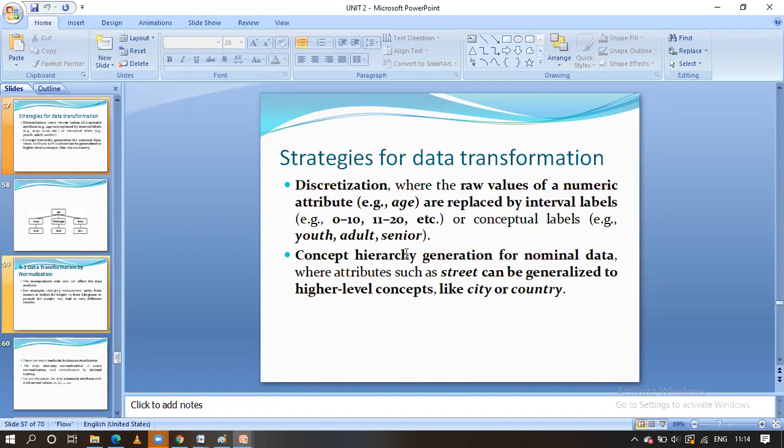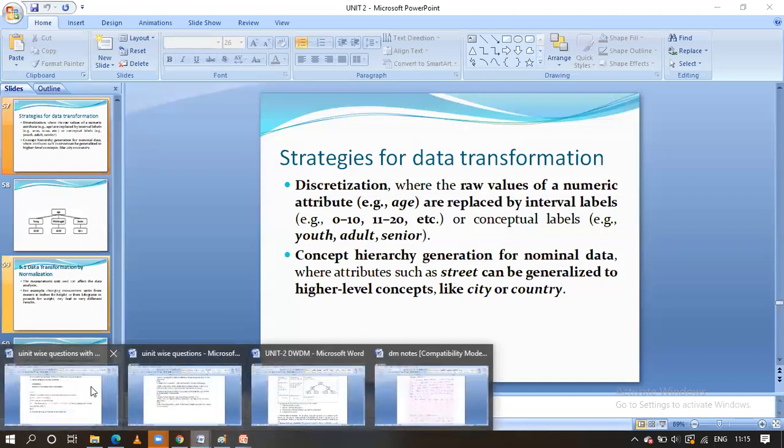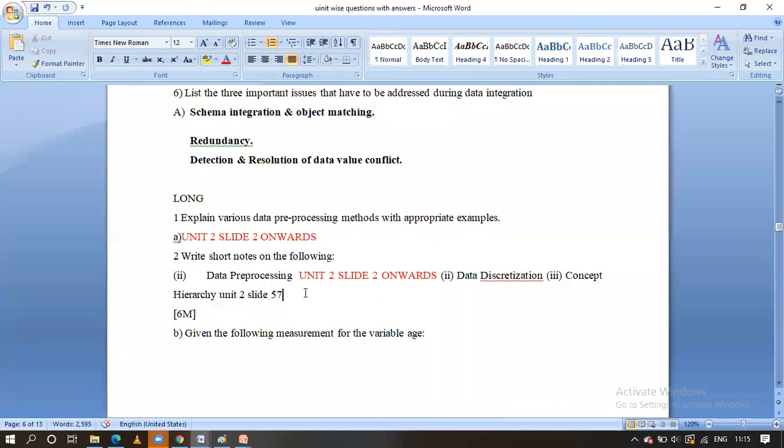The next one is concept hierarchy, guys. In concept hierarchy, we use high level concepts in place of low level concepts. Suppose the attribute data is street, that will be replaced with the city name or country name, guys. We go for the higher level representation in place of low level representation in concept hierarchy generalization. These are the strategies for data transformation. That is the second question: pre-processing, data discretization, concept hierarchy.